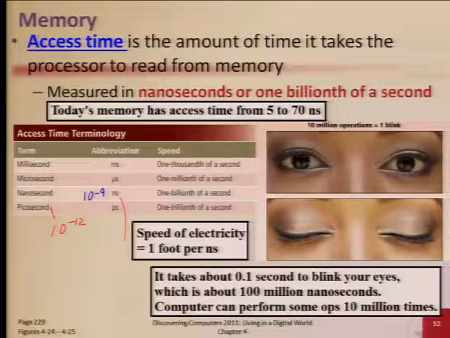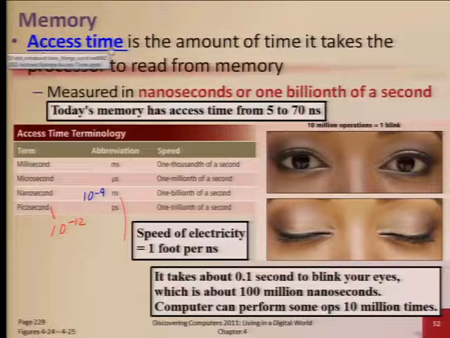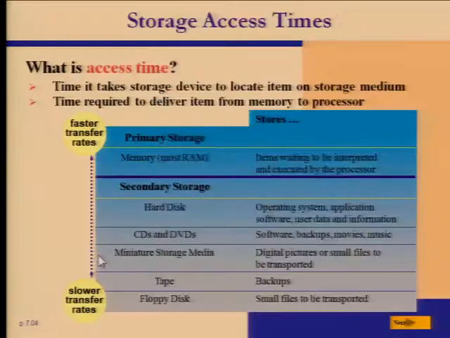Every time you blink, it takes about 0.1 second. So within that blink itself, the computer might be able to perform some 10 million operations, because 0.1 second is about 100 million nanoseconds. That's a number. Remember, the computer works very fast, right? So when we talk about access time, we measure in nanoseconds. Remember that? And that is for the memory.